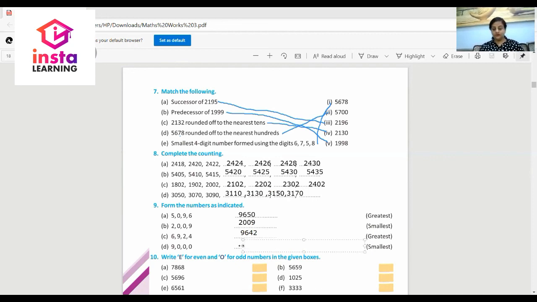Smallest number, that will be a 4-digit number. So we are going to make it 9000 only. 9000 is the smallest number. If we put 0 in front, it is a one-digit number. And if we put 0 at the ones place and tens place and then 9 at the 100 place. So we will put 9000 to make it the 4-digit smallest number.